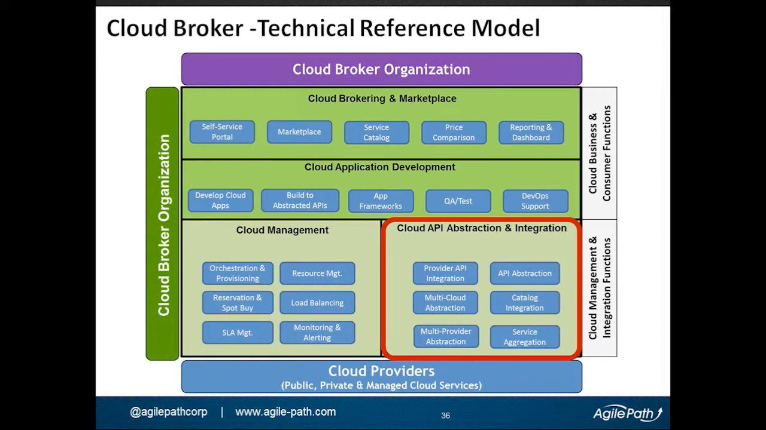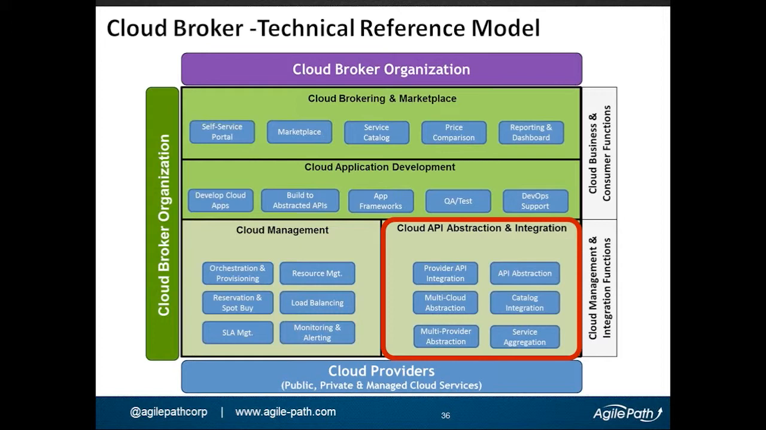This ties very closely to the API abstraction and integration functions of the technical reference model of a broker. A broker has to be able to provide API integration services for the providers. It has to allow for multi-cloud abstraction, meaning EC2 APIs, Google APIs, Azure APIs. Those are all exposed via the broker as neutral APIs. You build your apps to the neutral APIs, therefore abstracting you from needing to know the details of Amazon's and Google's and Azure's and Rackspace's and so on. That's why they call it an abstraction layer. So you need to abstract the provider APIs, and ultimately you're abstracting the providers.